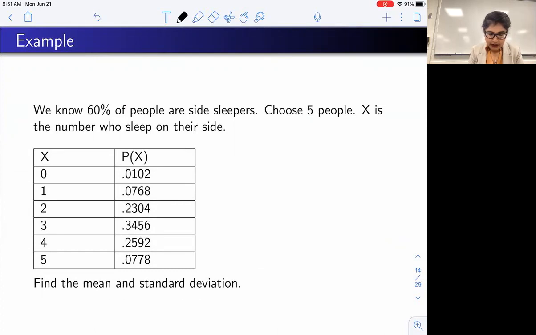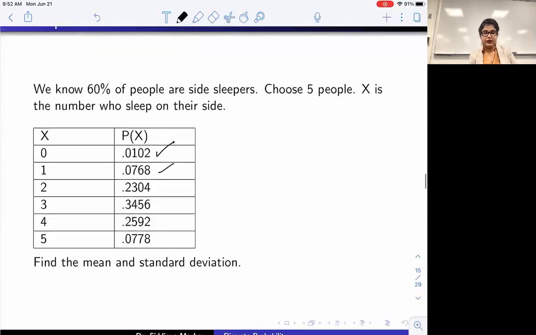So for instance, you take 5 people, it might happen that no one is sleeping on their side. The probability is 0.0102, which means about 1%. For one person, you find 0.0768, around a 7% chance that one person sleeps on their side. 23.04% that 2 people sleep on their side. 34.56% that 3 persons sleep on their side. So these are all the probabilities that they found.